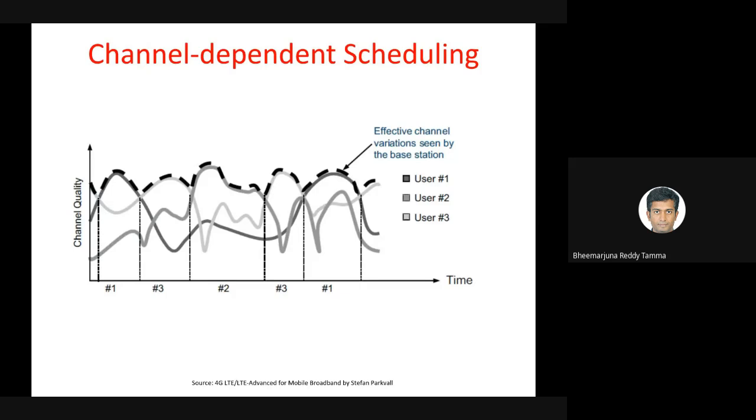So the idea behind channel dependent scheduling is, look at here, maybe I will show you. During this time interval, out of these three users, if I ask you which user has better channel quality, you say that it is user 1. Am I right? Is that clear? Is it because the amplitude is higher? Yeah, look at the y-axis. The y-axis is the channel quality. Yes, higher amplitude means better channel quality. For example, you can assume it is your SNR.